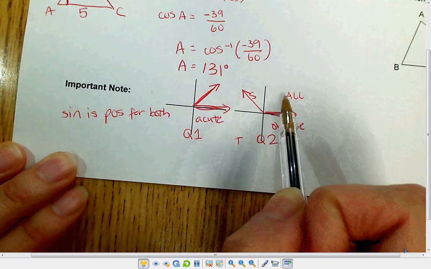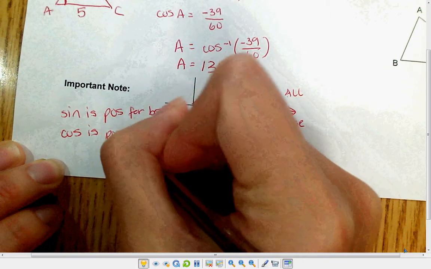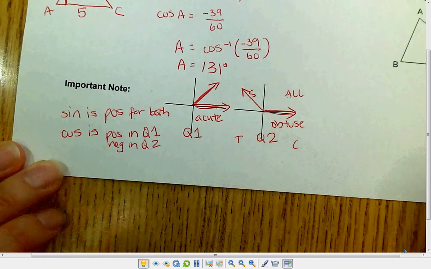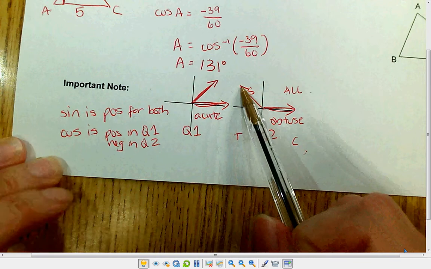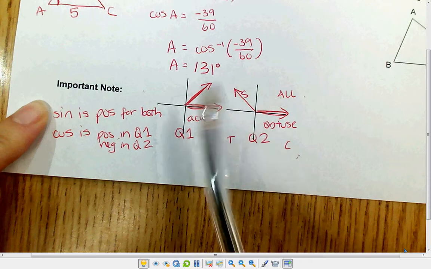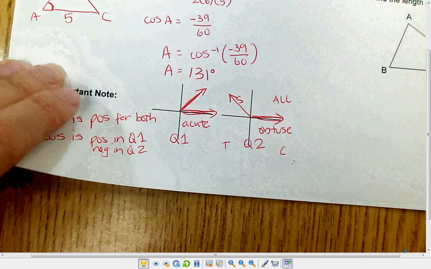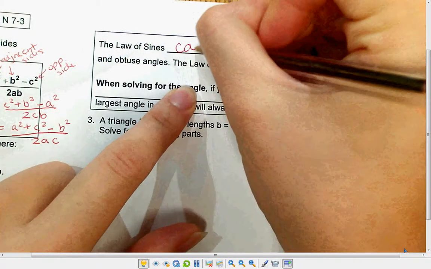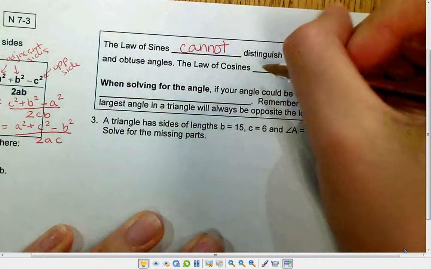Right? Because sine is positive in the first and the second quadrant. But cosine is positive in quadrant 1 and negative in quadrant 2. Right? Because all students take classes, in quadrant 2, cosine is negative. So what this tells us is that sine is the same for both acute and obtuse angles, but cosine is different. This is important because the law of sines cannot distinguish between acute and obtuse angles. It can't tell the difference. The law of cosines can.